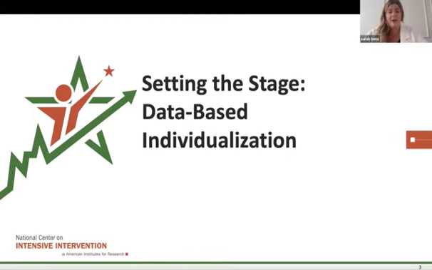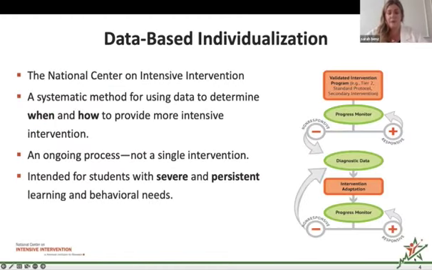So to really set the stage, we're funded by the Office of Special Education Programs. We're in our third iteration, so we've been in the game since 2011. And really our charge is for students in Tier 2 whose interventions are unsuccessful. So when we think about those students that we've tried things on and it just hasn't worked, they really present with these severe and persistent learning and or behavioral needs. That's kind of the charge of our center.